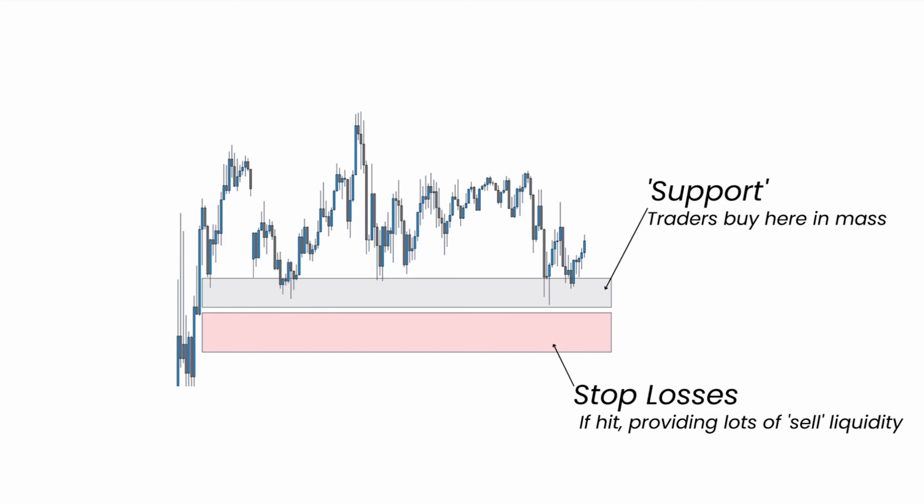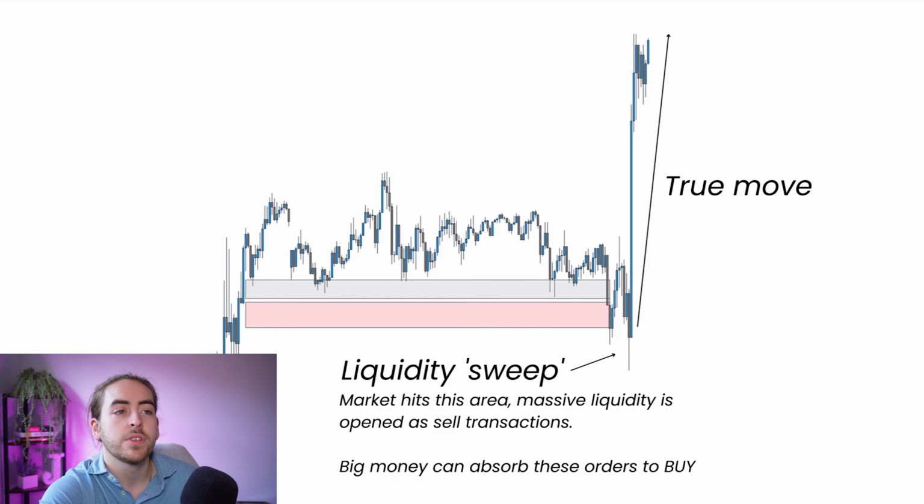So these stop losses will actually provide a lot of sell liquidity if they're hit, because all of the people buying there at support will then be selling back into the market if price goes down to that level. Now, what we will often see happen, and which you might have been caught in quite a few times, is what we would call a liquidity sweep.